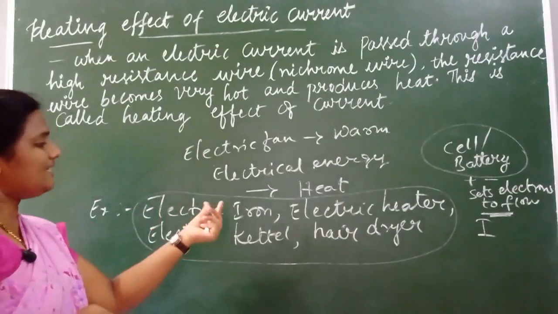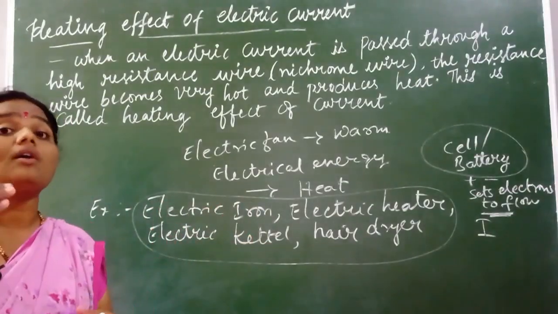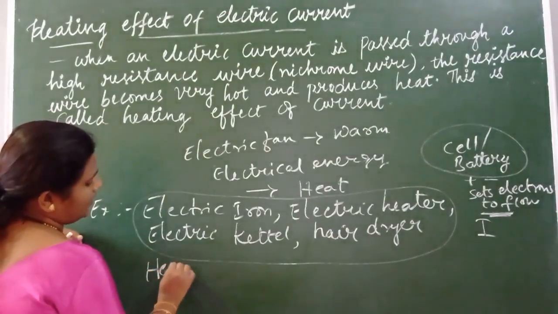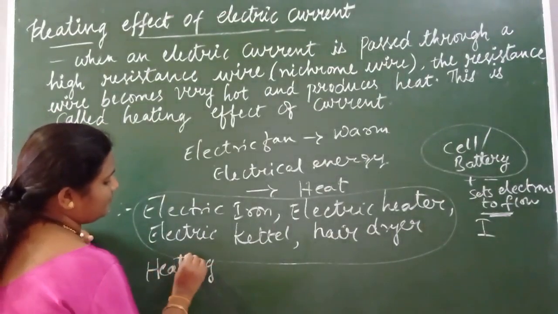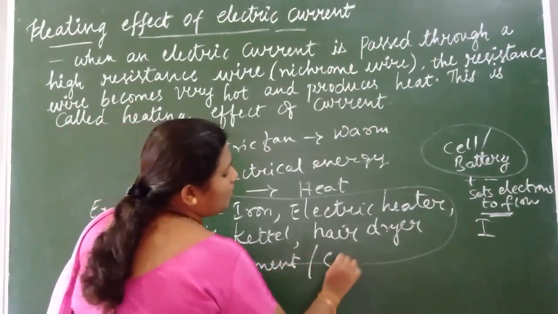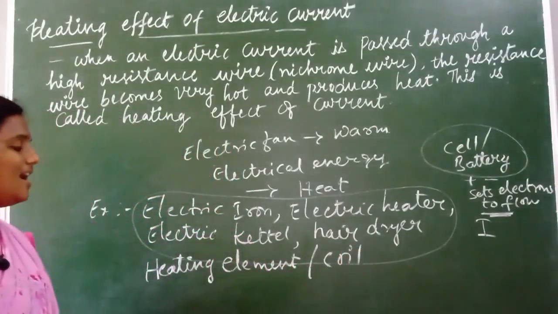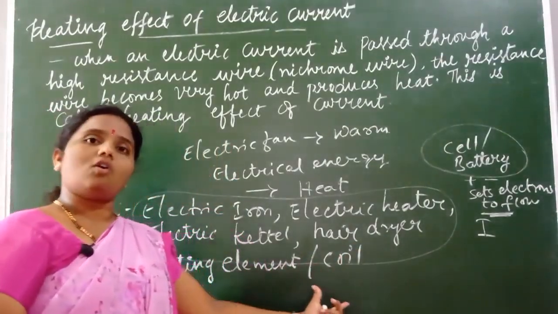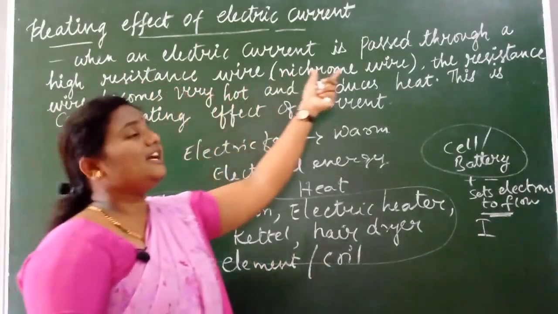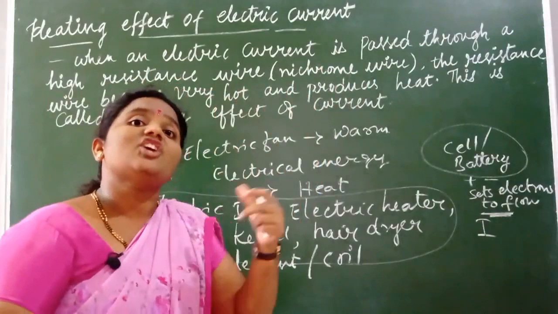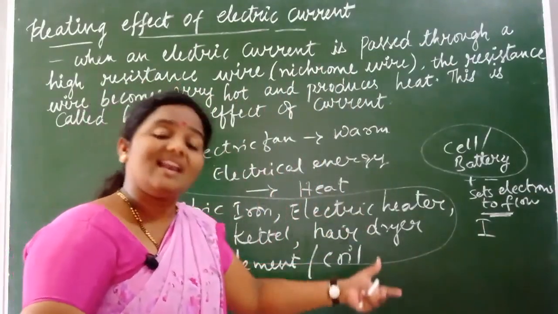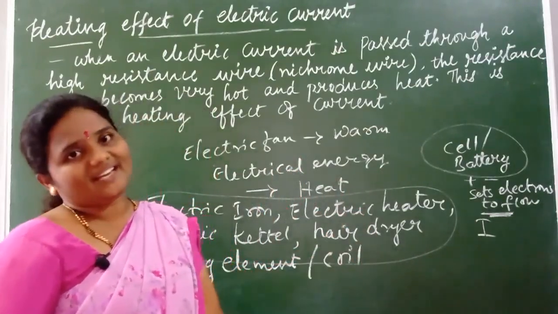Actually, all these electrical appliances are made by using a heating element, children. What is that, children? Inside them a heating element or coil will be there, isn't it, children? Generally this heating element or coil is made of a high resistance wire such as nichrome wire, means a wire which has high resistance will easily convert most of the electrical energy into heat energy, children.